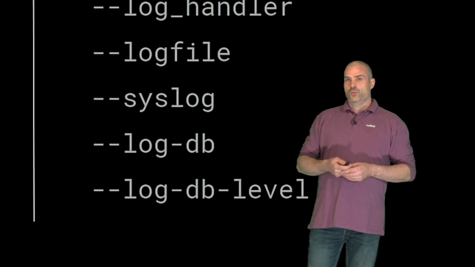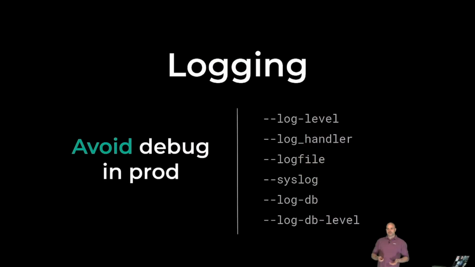Of course, we are in production. We need logs. Remember that shit happens. We should know why. We should know what's going on. So you can control the logs of the server. Don't debug in production. Don't set the log level too high for production. Just set the log level to a reasonable value.